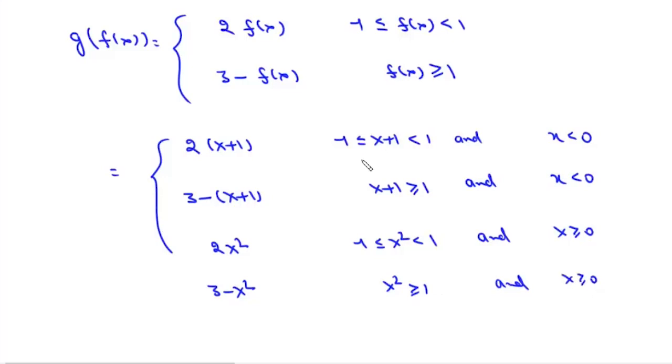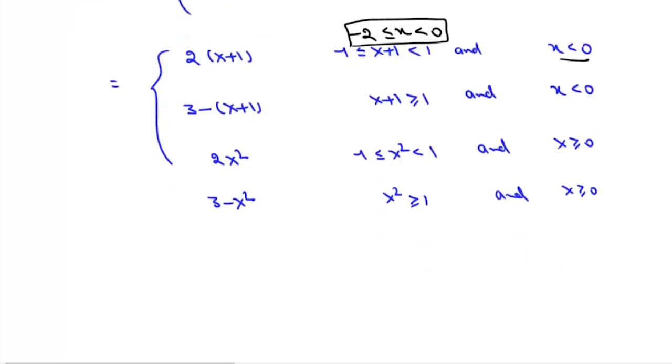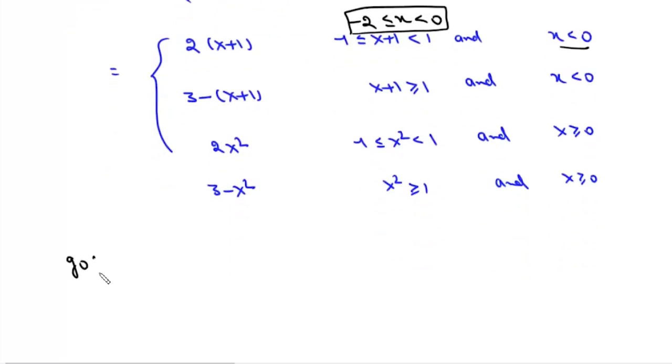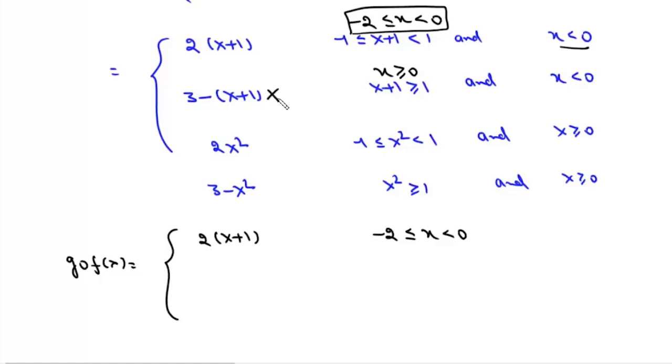Now we'll solve these conditions. This one is minus 2 less than or equal to x less than 0, and this is x less than 0. So the intersection of these two conditions is this interval. So g of f(x) will be 2(x plus 1) when x lies between minus 2 and 0. Now if you look at the second condition, here the condition is x is greater than or equal to 0, and here x is less than 0. There is nothing common between the two intervals, so this is not possible.